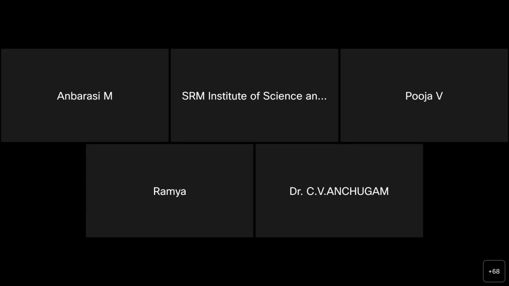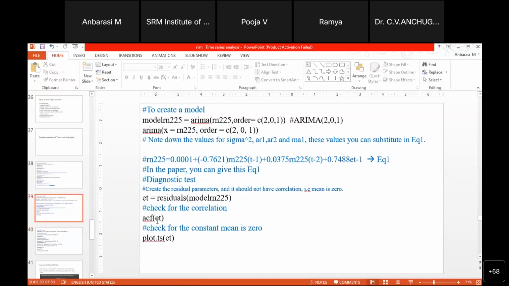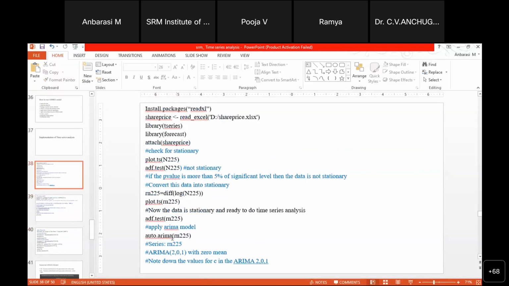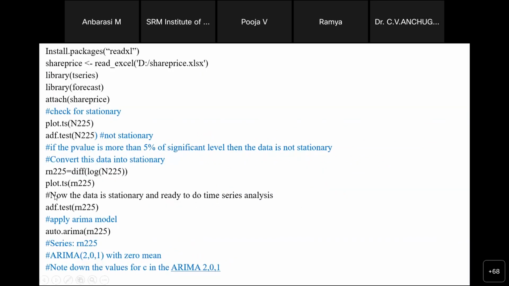This is how the ARIMA model is going to work. First, we have to install the data set. After installing, download all the library files. After that, we attach the data set, and then we have to convert the data set into stationary. After converting into stationary, we have to create a model, or using the ARIMA function we can find the p value, d value, and q value.